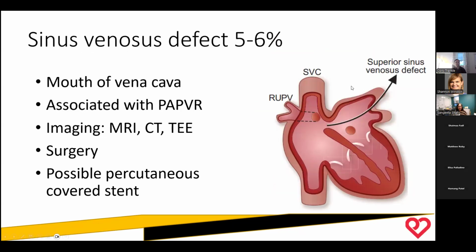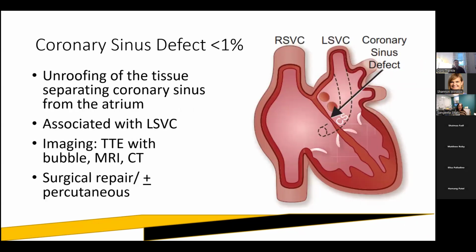And Dr. Fadl's going to talk through this, but we used to think that this is a surgical procedure, that people need surgery for correction of a sinus venosus ASD. But currently in the literature, there are more percutaneous options for this. Unroofed coronary sinus is generally diagnosed in adulthood.